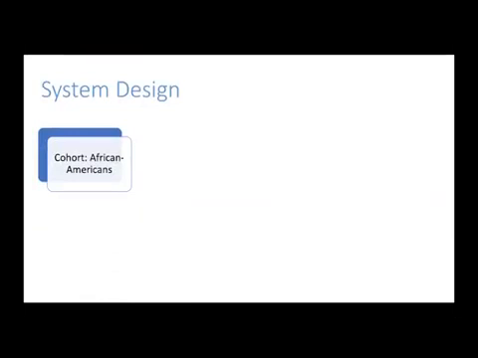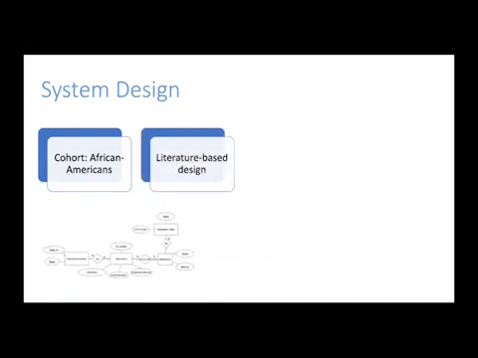Okay, so in regards to system design, the cohort for this project chose to look at African Americans specifically. And the system itself has a literature-based design. So what does that mean? Basically, by looking at existing articles that have already considered or studied adverse drug gene reactions in this population, I was able to create an entity relational diagram, which you see there, which was kind of the building block for the backend database design.